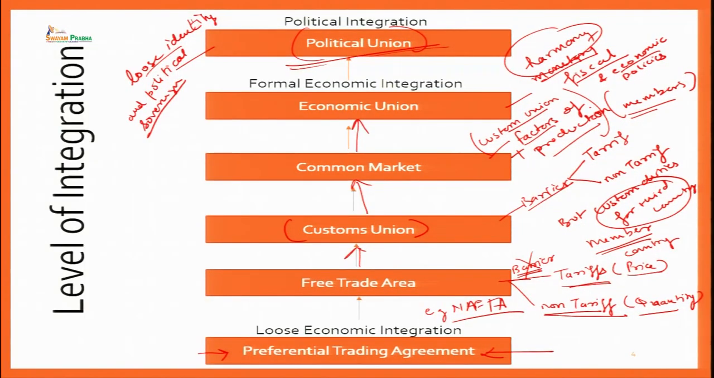So I hope you have understood the different levels of integration, starting from the preferential trading agreement. Why actually was there a need for any such preferential trading agreement? This kind of question might be arising in your mind. The answer is that different countries across the globe had been badly affected after the World Wars. Initially there was a devastation, the First World War ended in the year 1919, and then the Second World War ended in the year 1944.